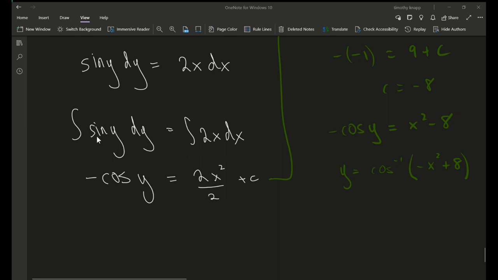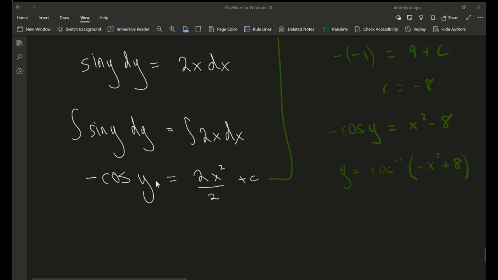The integral of sine y dy is negative cosine y. And the integral of 2x dx: the integral of x is x squared over 2, and this 2 stays here. Then these 2's will cancel. I canceled them in the next step there.